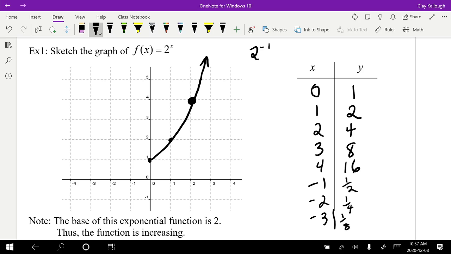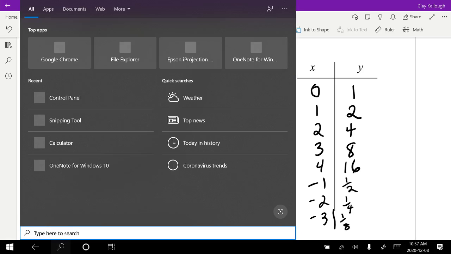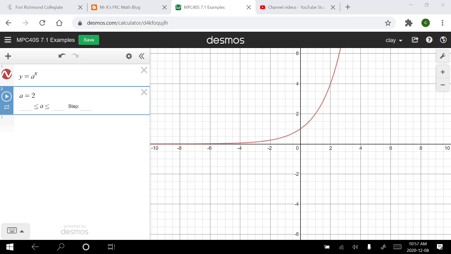Now, what's happening as I go to the left? Well, at negative 1, I get a half. Then I get a half of a half at a quarter. Then I get a half of a half of a half at an eighth. So I'm actually trending that way, which is what we saw on my Desmos screen. So let's go to my Desmos screen. There we go. And as you can see, that's exactly what we got with Desmos.